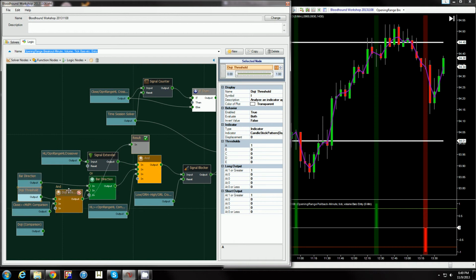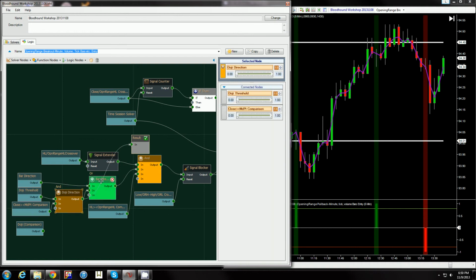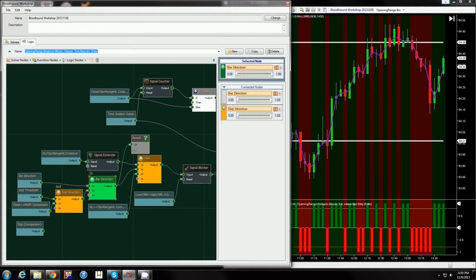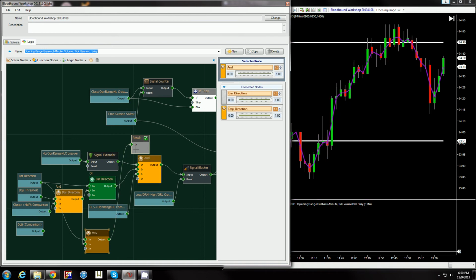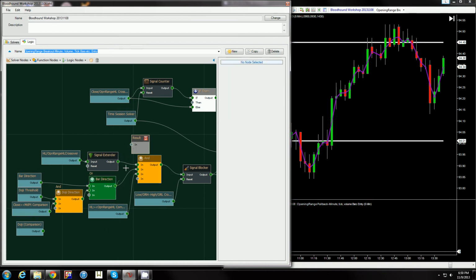So now we connect both of these together, the bar direction and the doji direction, to an OR node, so that it will show us when either of them is true independently. So either or can be true, which is why we use an OR node. If I used an AND node, they would both have to be true at the same time, and in that case I would get no output at all. Okay, or would I? Let's see. I think I would get no output at all. Right. So that's why we use an OR node.